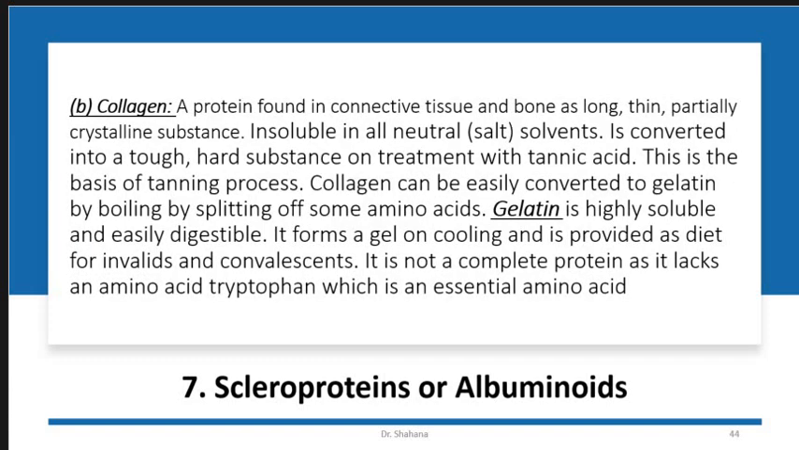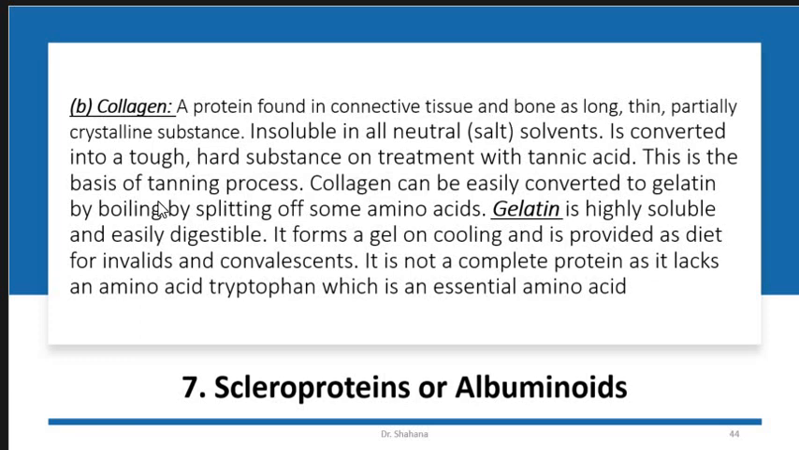Collagen, it is a protein that is for the connective tissue and bone. It is a long, thin, partially crystalline substance, insoluble in almost all solvents. It is converted into a tough, hard substance which is formed by the tannic acid. This is the basic process of the tanning. यानी जब एनिमल से हम आइसोलेट करते हैं कोई चीज तो उसकी टैनिंग की जाती है और उसके बाद ये मजीद एक टफ सब्सटेंस में कन्वर्ट हो जाते हैं.